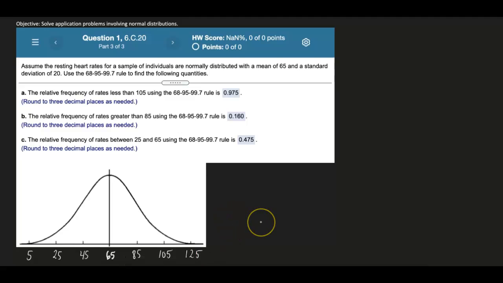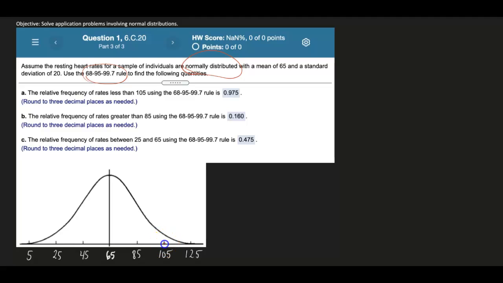So at that point, our normal curve is labeled with its mean and standard deviation. I knew to do this because I see words like normally distributed and 68, 95, 99.7 rule. Those are key words that clue you in to drawing this curve and labeling that x-axis. So next we're asked to find the relative frequency of rates less than 105 using this rule.